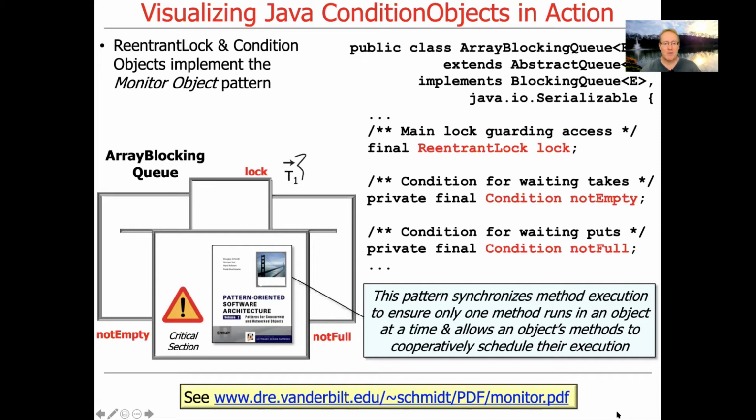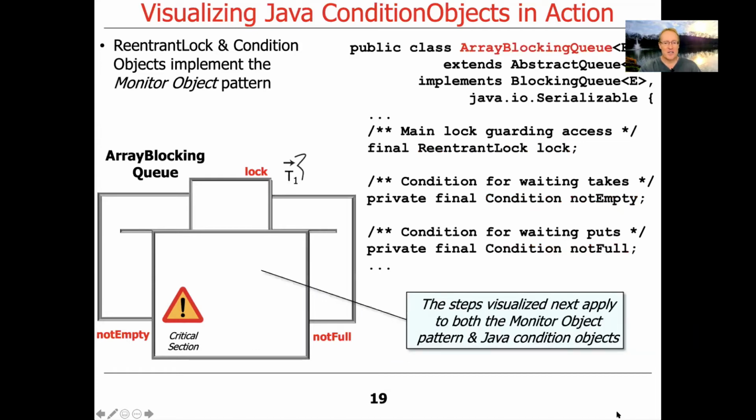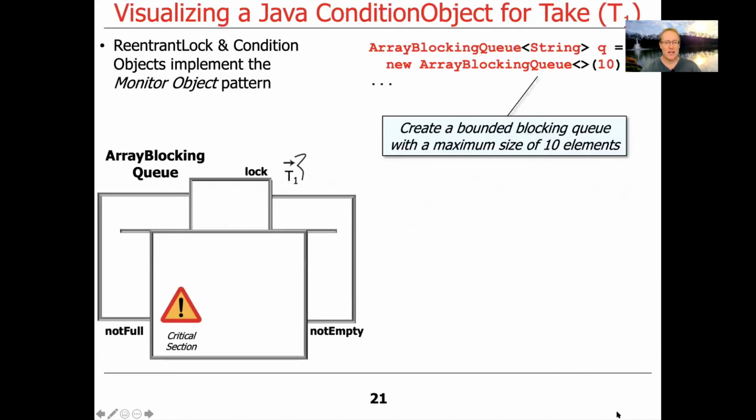It synchronizes method execution to ensure that only one method runs in an object at a time. And it allows an object's methods to be cooperatively scheduled between multiple threads in order to make sure that they execute in the right order, under the right conditions, at the right time, and so on. So when we start out here, you can see that we have our array blocking queue object, which has a lock, which will be used to mediate access into the critical section, and a pair of condition objects, not empty and not full. Let's take a look at how this is all going to work out as we talk about different use cases.